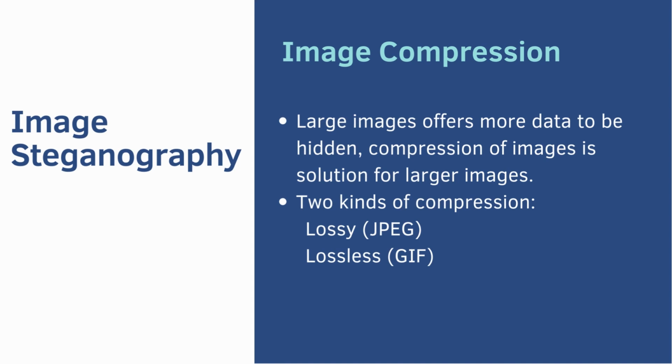So large images offer more data to be hidden, and thus it increases the size of the image. So compression of images is the solution for larger images. There are two types of compression, lossy compression and lossless compression. Lossy compression occurs commonly in JPEG format, and it has a high compression rate but no integrity of the original. But lossless compression has a low compression rate but integrity of the original data, and it commonly occurs in GIF format.